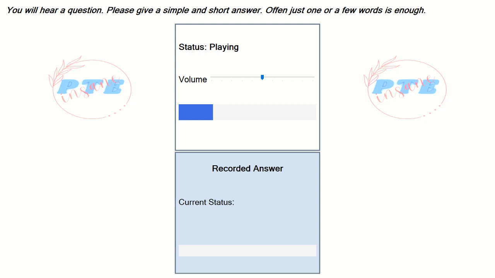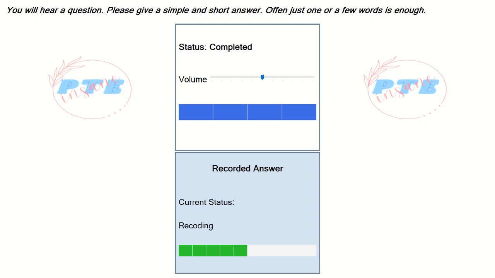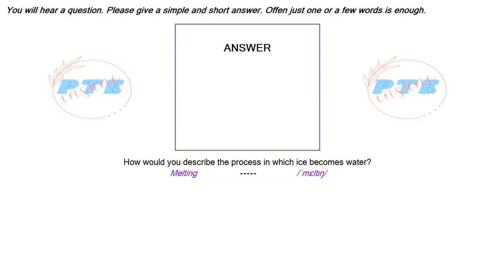How would you describe the process in which ice becomes water? Melting.